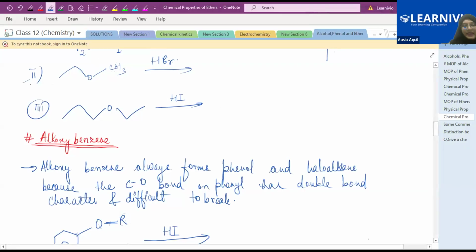Yes, Ali, tell me the second answer. CH3CH2OH plus CH3Br. Very good. So you will break this bond. The one with fewer carbons, which is less hindered, will form the haloalkane, and the remaining fragment will form the alcohol.